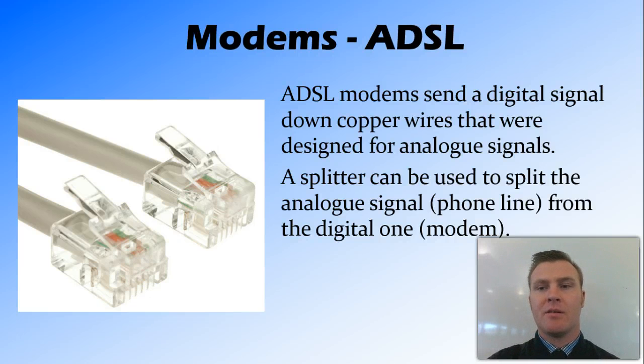ADSL modems send a digital signal, so they're working digitally, down the analog copper wires. What this means is that it's a series of ons and offs, or ones and zeros, that get sent down that line from the modem to the server. At your house, you actually need to use a splitter to separate the analog signal, the one that you make phone calls on, from the digital one, which is the one that the modem is connected to.